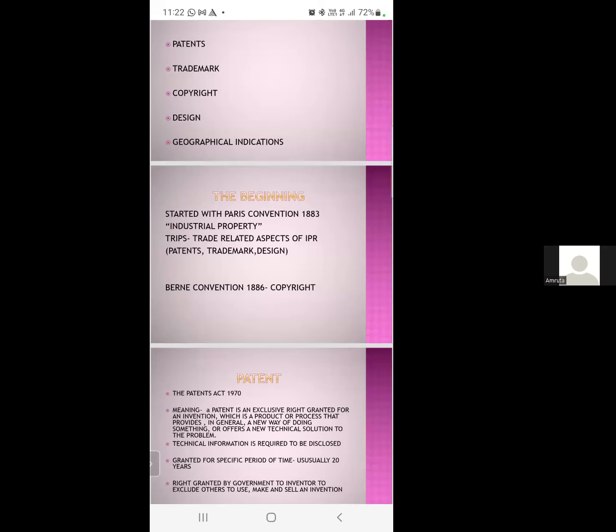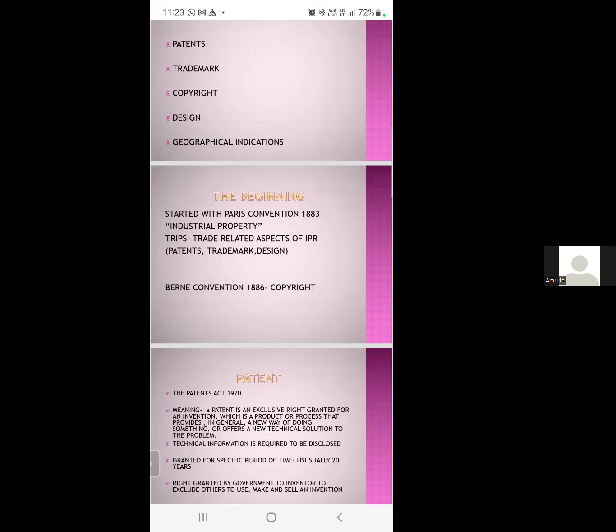After that, in 1886, the Berne Convention took place, to which India was a party, and India attended that convention. It was related only to copyright, whereas the Paris Convention was related to patents, trademarks, and designs. The Berne Convention was only about copyright, because copyrights were more intangible than industrial property. So it was more intangible in nature compared to patents, trademarks, and designs. Therefore, it took some time to recognize those rights or properties as well.